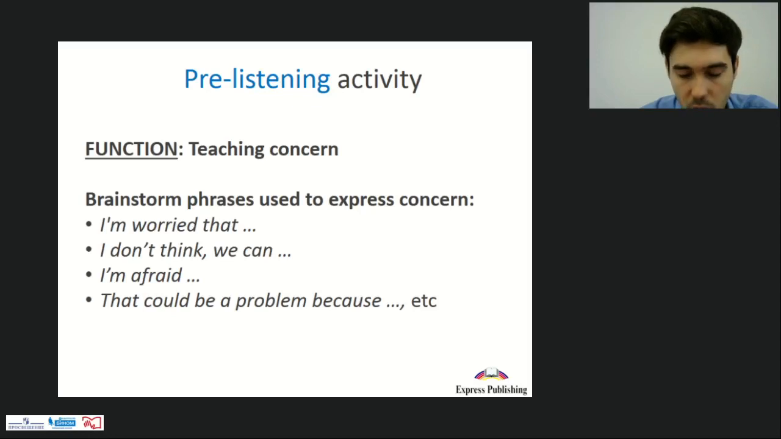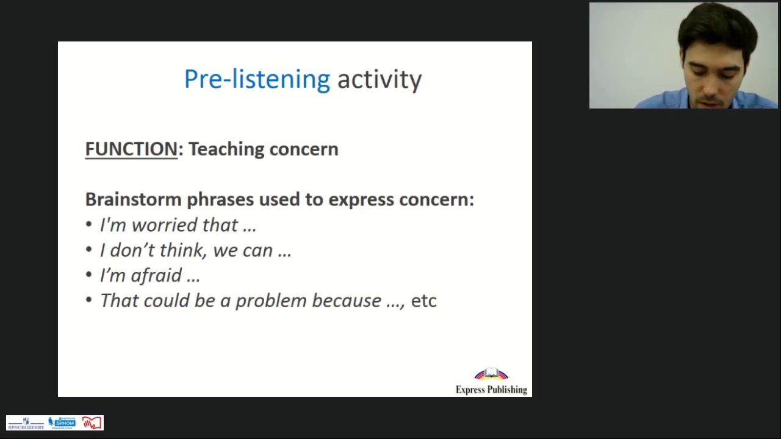When we're talking about problems or issues in the workplace, quite often we have a lot of concerned people. People worry about problems. So we have to introduce our students to the idea of concern and how to express that they're concerned about something, how to tell their manager that they're worried about something. We have here some different exercises to brainstorm ways to express concern. So I'm worried that, I don't think we can, I'm afraid. That could be a problem. We allow the students to brainstorm these different phrases that can be used later on in their workplace, and to assimilate useful language for their job.